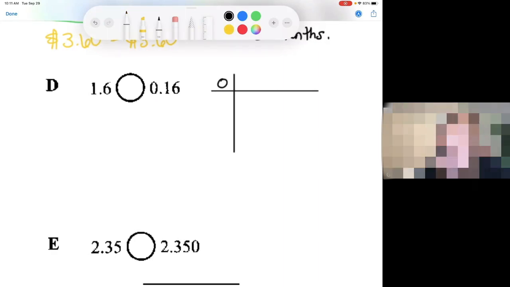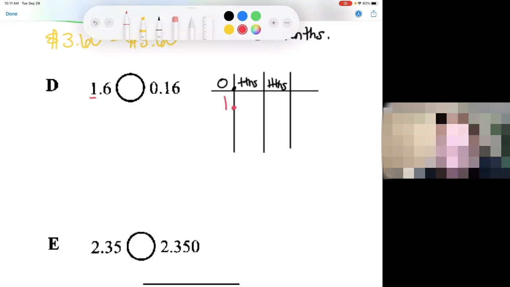All right, D. Again, same thing. Place value chart. Ones, decimal point, tenths, hundredths. We have a 1 in the ones place. Don't forget the decimal point. And a 6 in the tenths place. On this one, we have nothing in the ones place, so we put a 0. A 1 in the tenths place. And a 6 in the hundredths place.